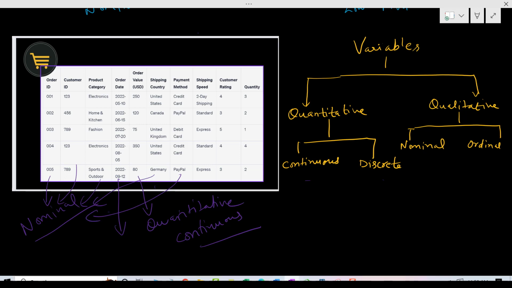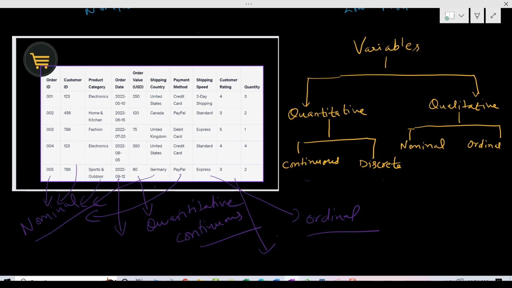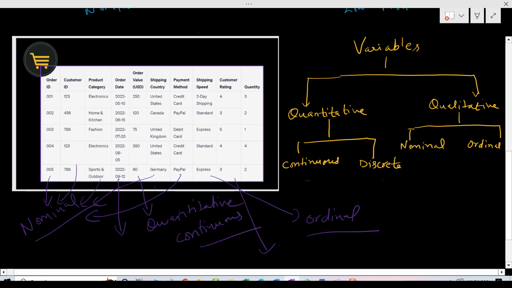Shipping speed, if we can categorize it in terms of order: is it 2-day shipping, standard or express, right? So this is ordinal. Coming to customer rating. Customer rating, although it is a number, is again representing a quality, where each number carries significance in that we can order the rating, right? So we know that 5 is better than 4, and 4 is better than 3, right?